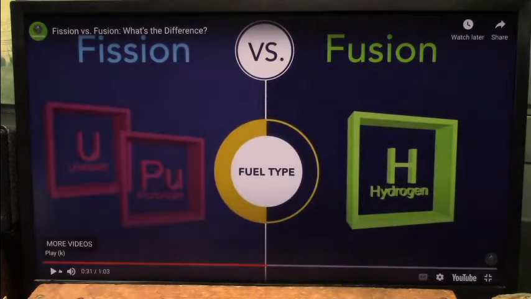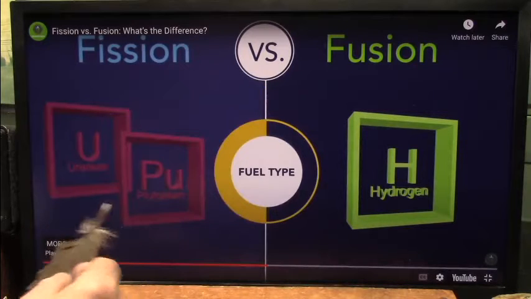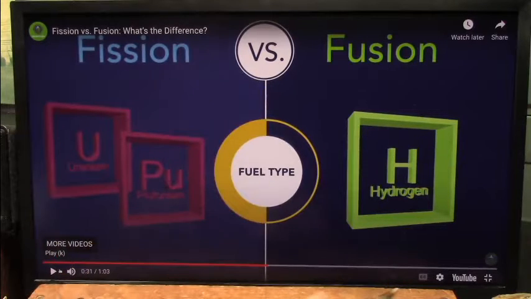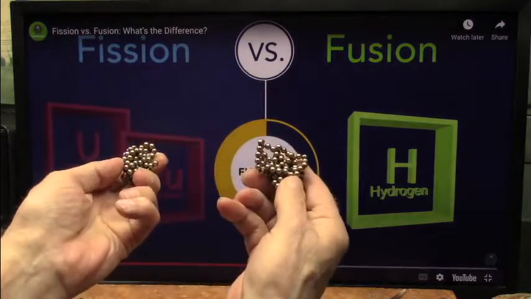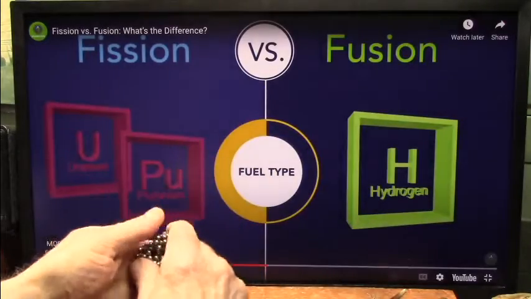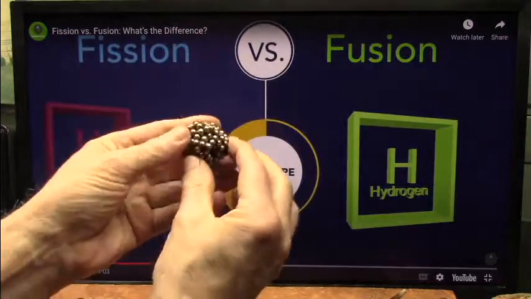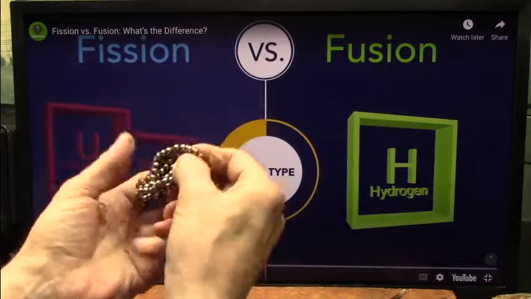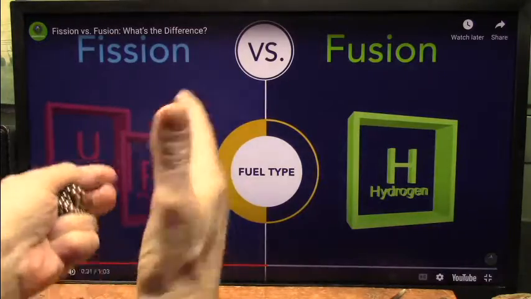Now, here's the problem. They're working with uranium and plutonium to do fission. Well, when you do fission of uranium and plutonium, you get chunks like this. Huge, huge, huge chunks of particles flying everywhere. And then they become so unstable, they want to get back to this ball, just like that. But now there's chunks here, chunks there. It takes forever for it to break down. That's called nuclear radioactive material.